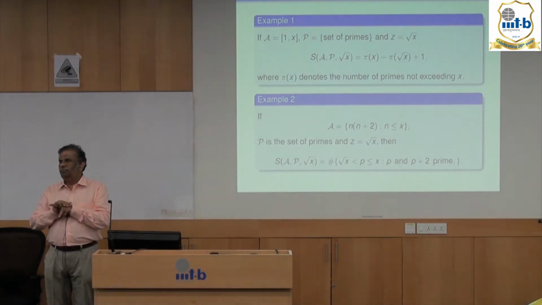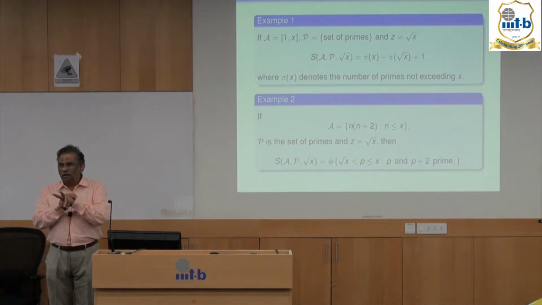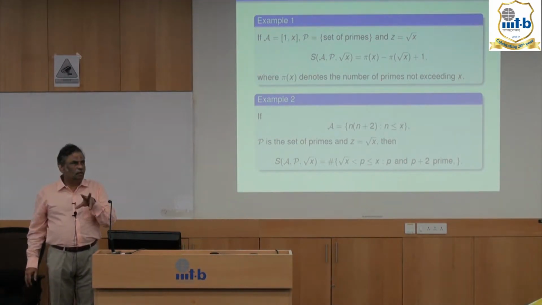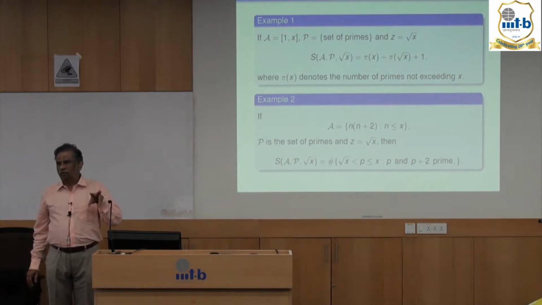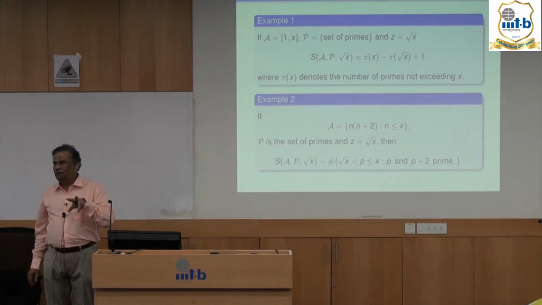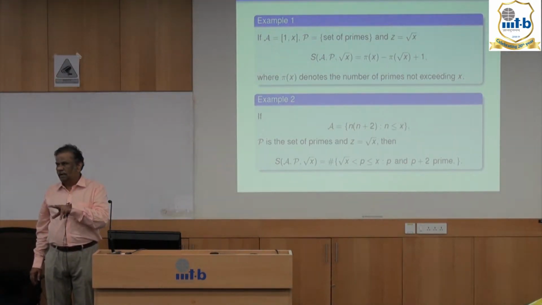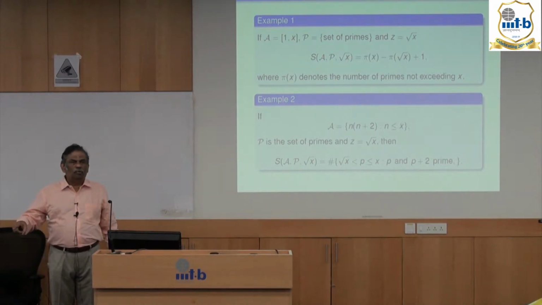count twin primes. What are twin primes? Two consecutive odd numbers, if they are primes, they are called twin primes. 3 and 5 are twin primes because 3 and 5 are odd consecutive numbers. 5 and 7 are twin primes. 11 and 13 are twin primes. 17 and 19 are twin primes. Therefore 29, 31 are twin primes. Therefore, we have a lot of twin primes.